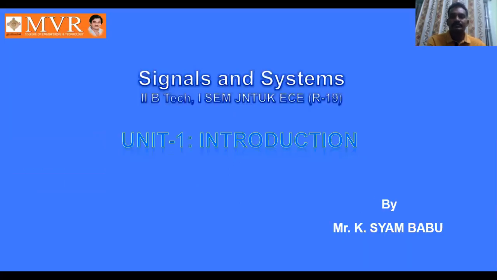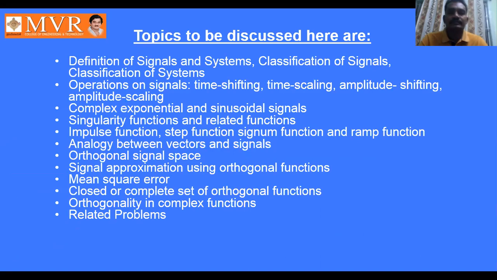So it includes the definition of signals and systems, classification of signals, classification of systems, how the signals are classified and how the systems are classified. Then operations of signals. What are the operations we have to do on these signals? That is time shifting, time scaling, amplitude shifting, amplitude scaling, etc.